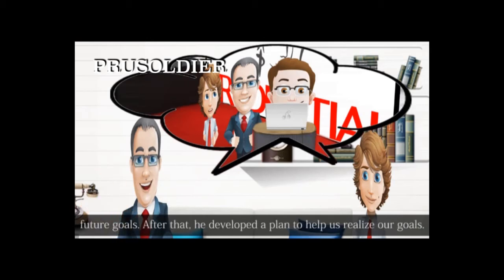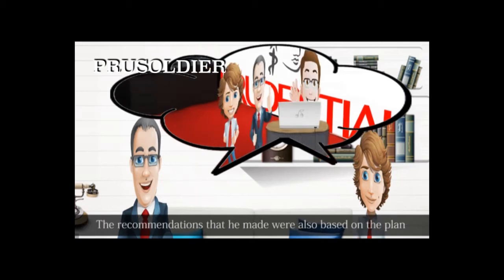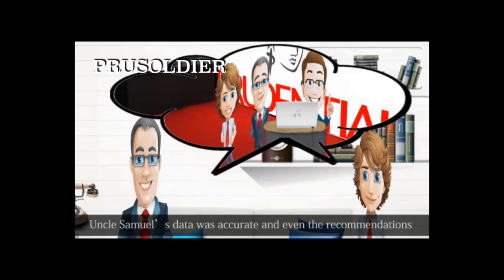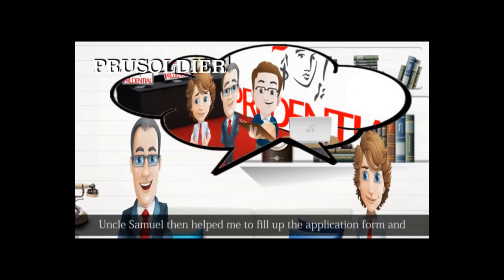After that, he developed a plan to help us realize our goals. The recommendations that he made were also based on the plan that satisfies our needs. After he came out with the plan and recommendations, he discussed the plan with me more thoroughly to see if I needed to do any more changes to the recommendations. Uncle Samuel's data was accurate, and even the recommendations he made were precise. I agreed with Uncle Samuel's recommendations. Uncle Samuel then helped me to fill up the application form and submitted it to his company for approval.